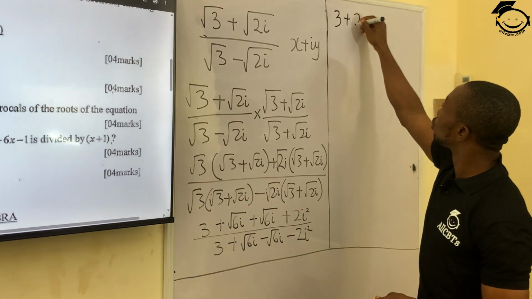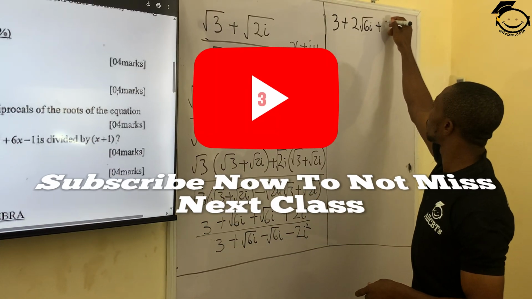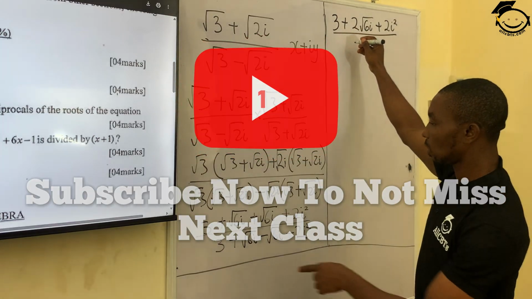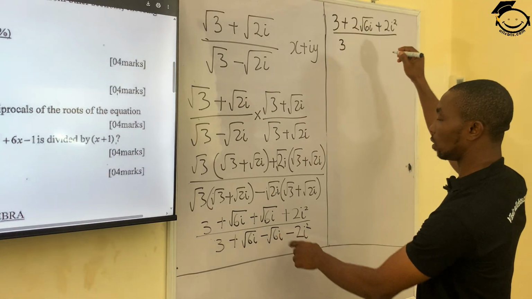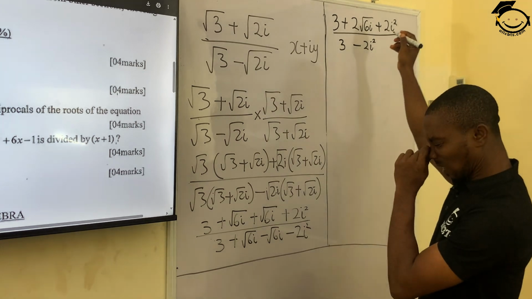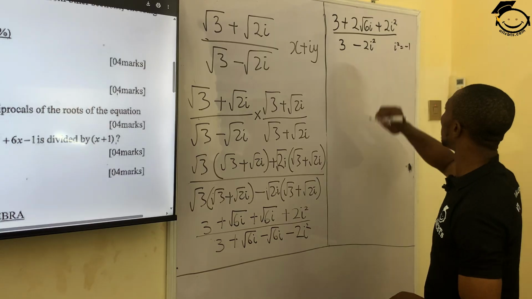plus 2 root 6i plus 2i squared all over, for the denominator, we are having 3. This will cancel this, leaving us with minus 2i squared. Now, in complex numbers, we know that i squared equals to minus 1.